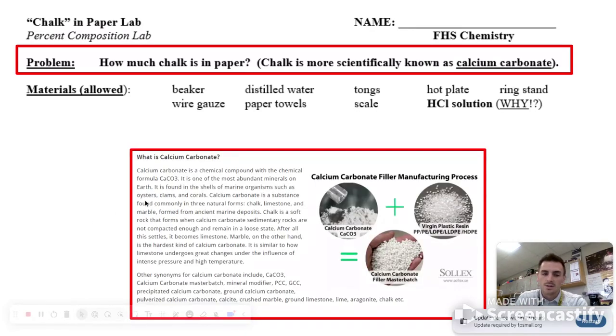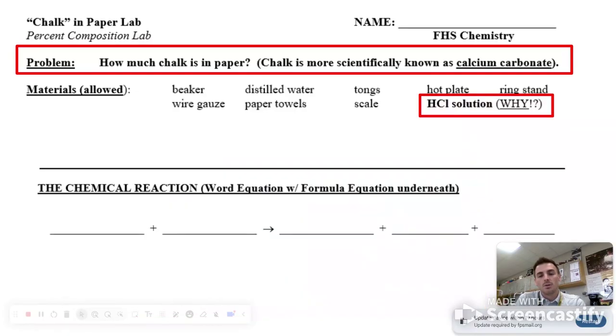But again, just a little bit of background. Calcium carbonate, we actually use quite a bit in the world, but that is the name for chalk. If you go into the industrial world, you'll learn that we use it for a lot, but that's what we're going to be isolating. In order to get the chalk out of the paper, we're going to be using acid. The acid we'll be using is hydrochloric acid. To really help kids understand that, I'll introduce the chemical reaction.